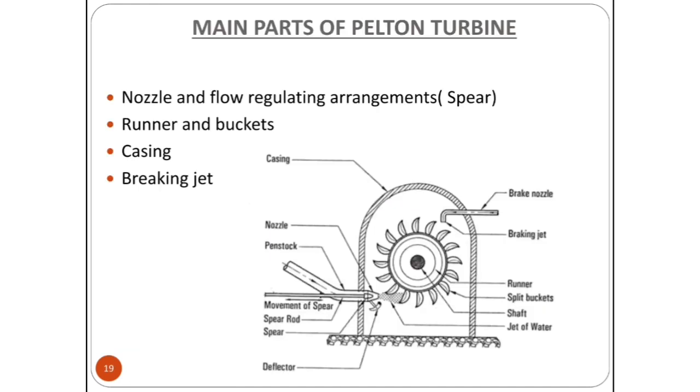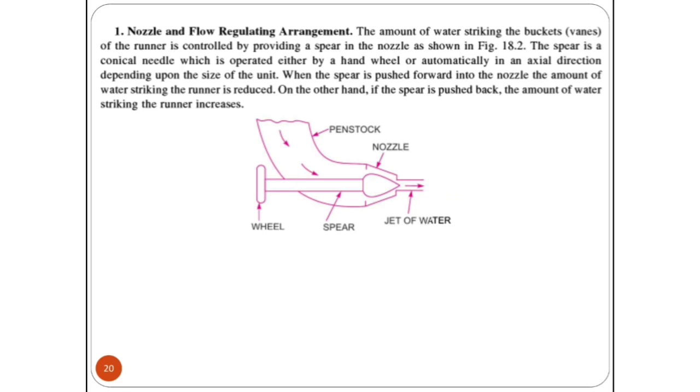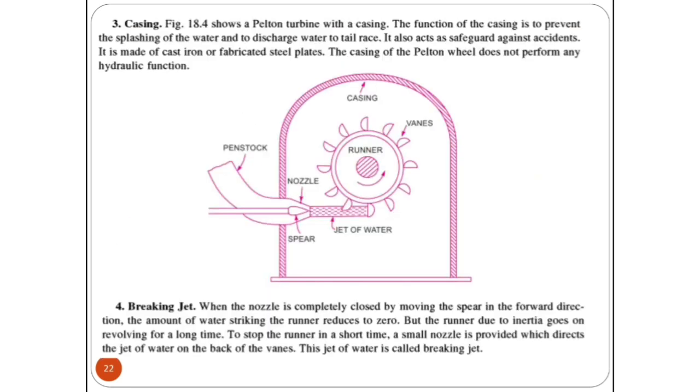So even if we have stopped the inlet nozzle, the runner will continue rotating for some time. In order to stop this rotation, here on the right side you can see a brake nozzle, or brake jet, is provided. This will act in the opposite direction in order to stop the revolution of the disc. So this covers the different parts of the Pelton wheel. I will explain this using an animation video.